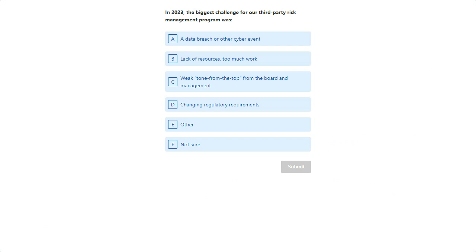Our third poll question of the day is, in 2023, the biggest challenge for our third-party risk management program was a data breach or other cyber event, lack of resources or too much work, weak tone from the top, from the board and management, changing regulatory requirements, other, or you're not sure.